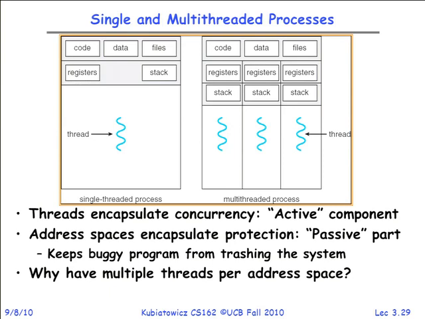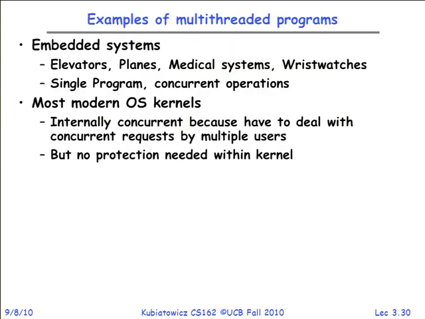Examples of multi-threaded programs: embedded systems often have a multi-threaded component, more than one thread in the same thing. Most modern OS kernels are multi-threaded. This question came up earlier. Unfortunately, once you have more than one thread running in kernel space, each of those threads can screw each other up. Remember, I just said that. And there's much more that can happen inside the Linux or Unix kernel to screw each other up. So that's a problem. Database servers, and a lot of other things.